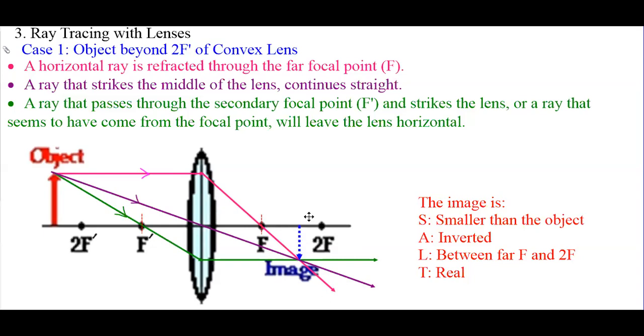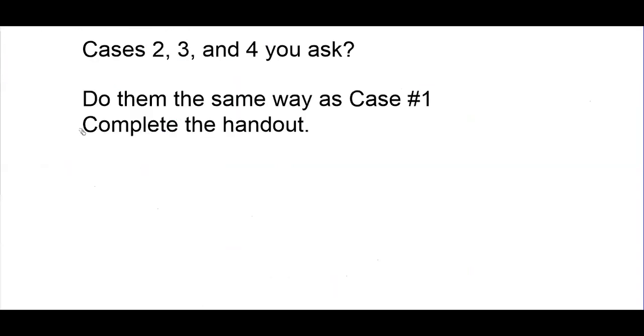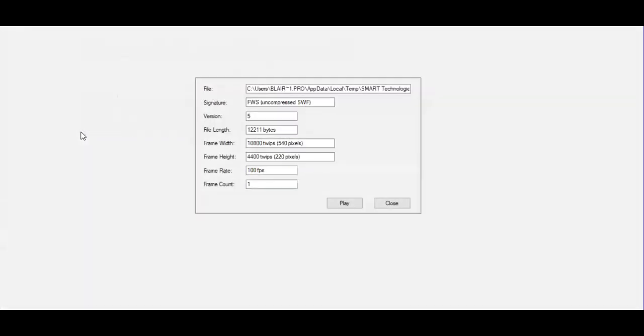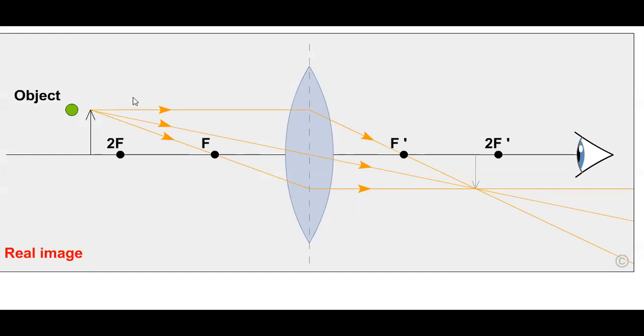But the image, of course, will be upside down. So you need another lens involved to actually make it right side up. So as far as cases 2, 3, and 4, I'm not going to walk you through them piece by piece, but I do have a little animation here, a little Shockwave Flash file that'll get you most of the way there.